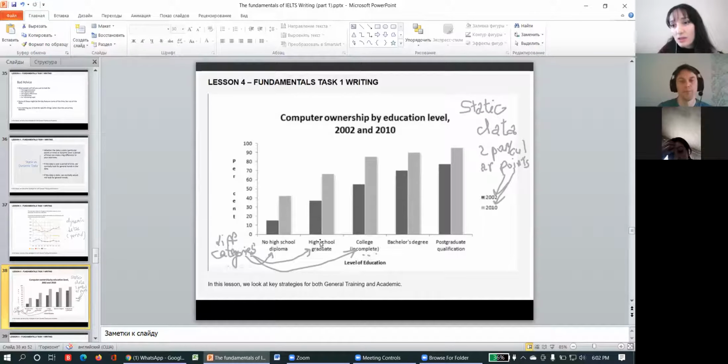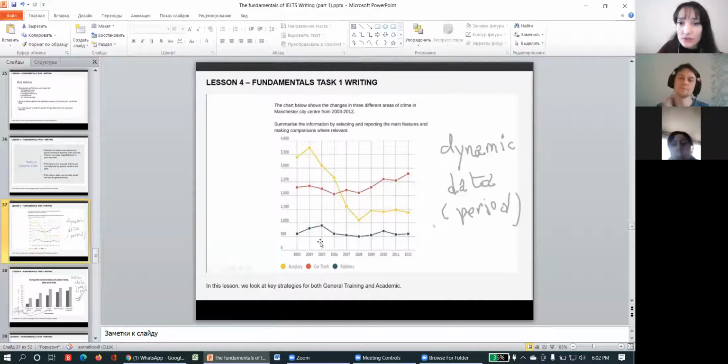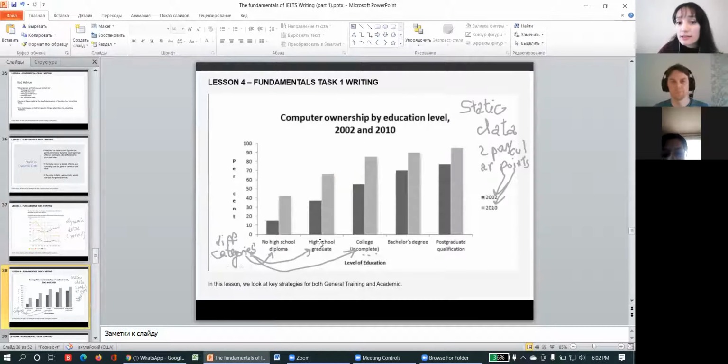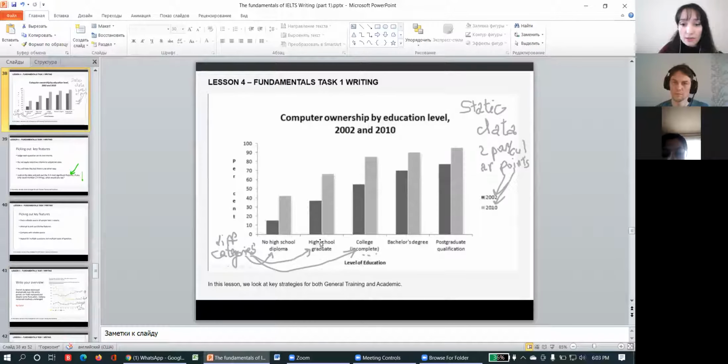Yeah, and of course, it's easier to understand from the task itself. When you read the task already, the instructions, you can understand from the instructions. It says from to, and here it says 2003 and 2010. These are 2 different points. There is no from to, okay? There is no period here. And here we have different categories like no high school diploma, high school graduate, college incomplete, bachelor's degree, postgraduate qualifications. So here you have different categories. And we don't have a kind of a trend. We don't speak about a trend here.